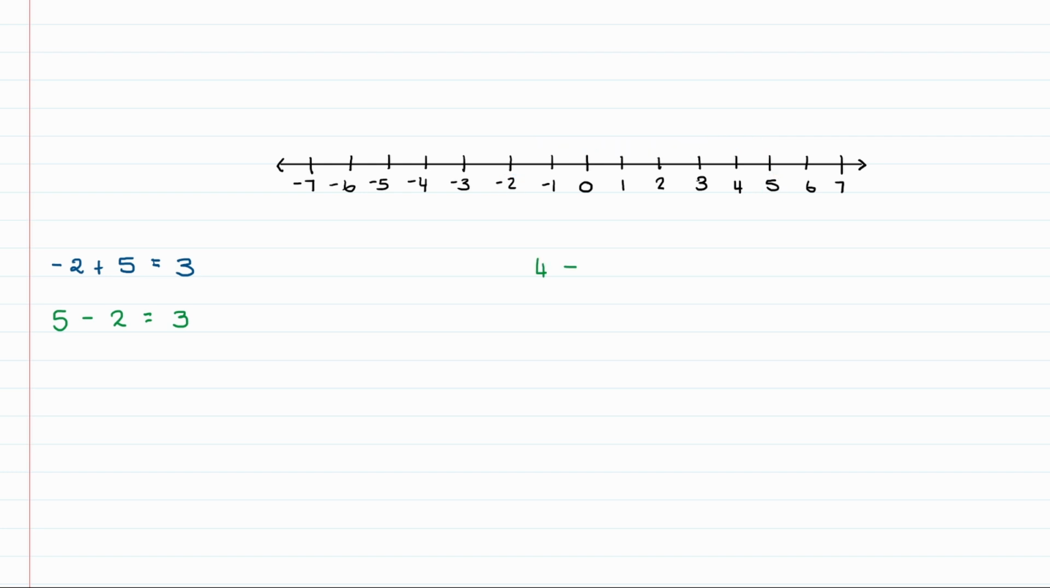Next, we have 4 minus 6. Starting at 4, we move 6 spaces to the left, which takes us to negative 2. And then negative 6 plus 4 sees us start at negative 6 and move 4 spaces to the right, which also ends up at negative 2.